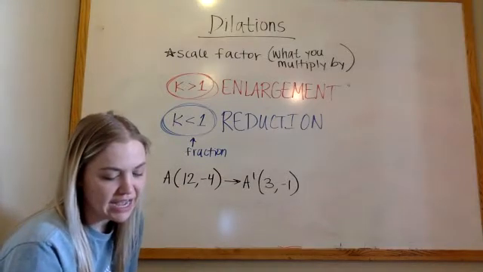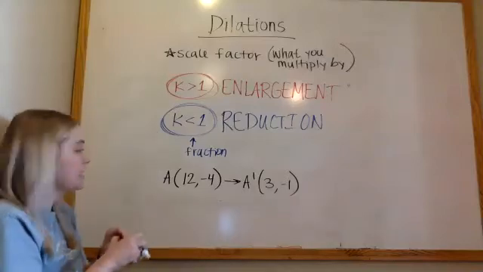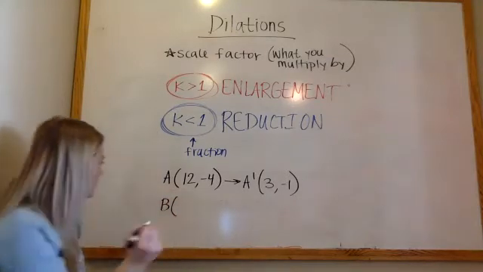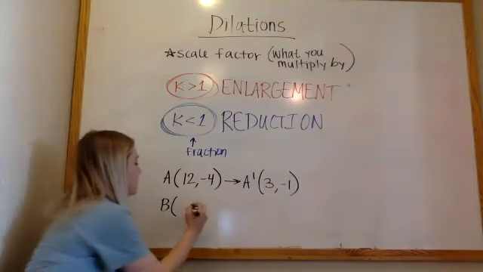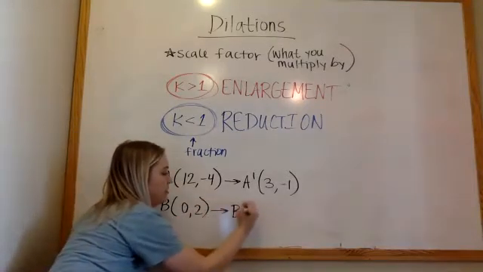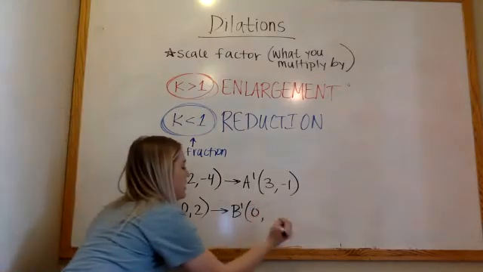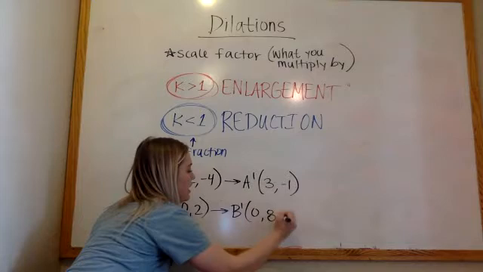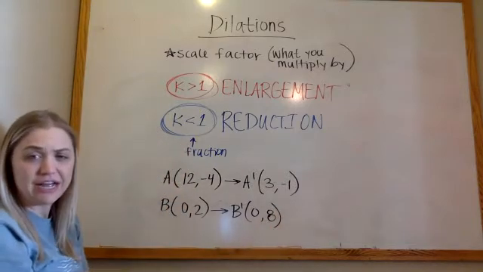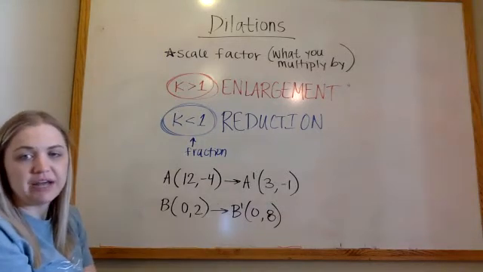So let's try another one. Let's do one for B. Let's say that B started with, let's see, I'm going to go with (0, 2), and B prime is going to be (0, 8). I want you to figure out what scale factor I used to get from B to B prime.